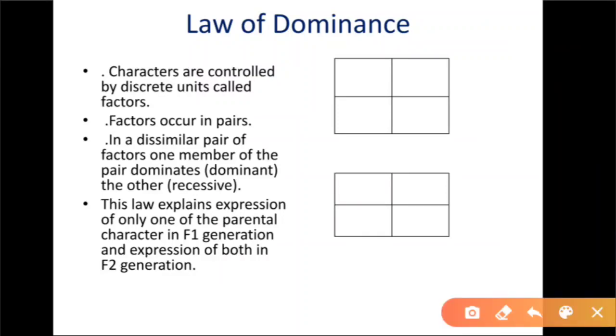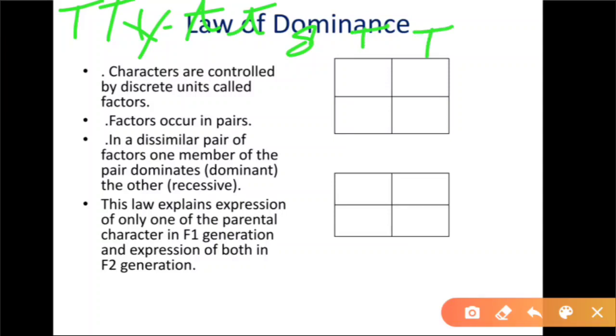Now we can see the first law, the law of dominance. Suppose we take a tall plant crossed with a dwarf plant. Then what happened? Suppose this is the male plant, capital T, capital T, and this is the female flower, small t, small t.